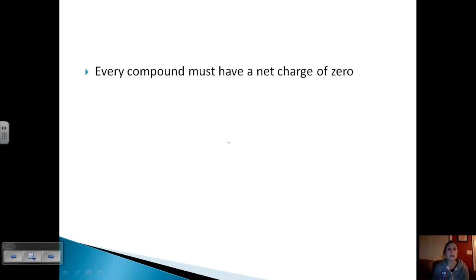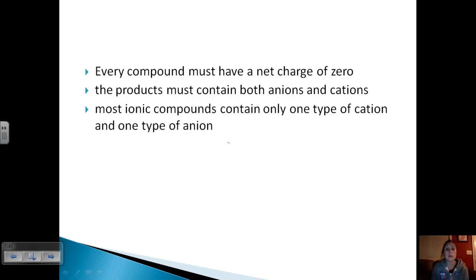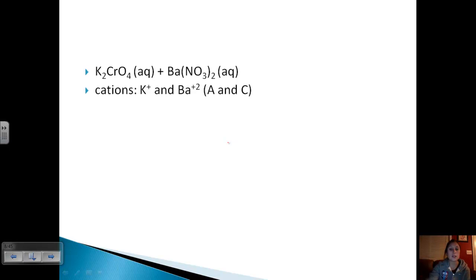Okay, remember, every compound must have a net charge of 0. We want to make all our compounds neutral. Okay, and the products must contain both anions and cations. Remember, an ionic compound contains a positively charged cation and a negatively charged anion. Most ionic compounds contain only one type of cation and one type of anion, so these would be binary ionic compounds. That's what we've kind of studied so far, and that includes polyatomics, so that's kind of what we're going to focus on. Okay, so let's go back to our example.